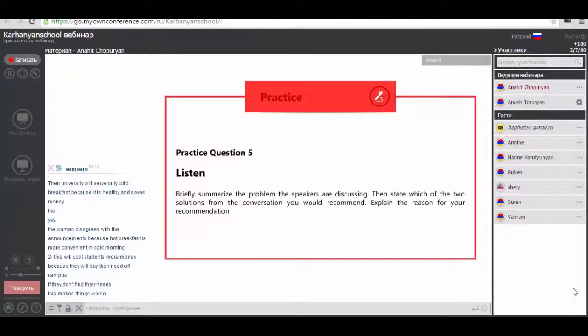The speakers discuss 2 possible solutions to the woman's problem. Describe the problem and the 2 solutions. Then explain what you think the woman should do and why. Begin to prepare your response after the beep.